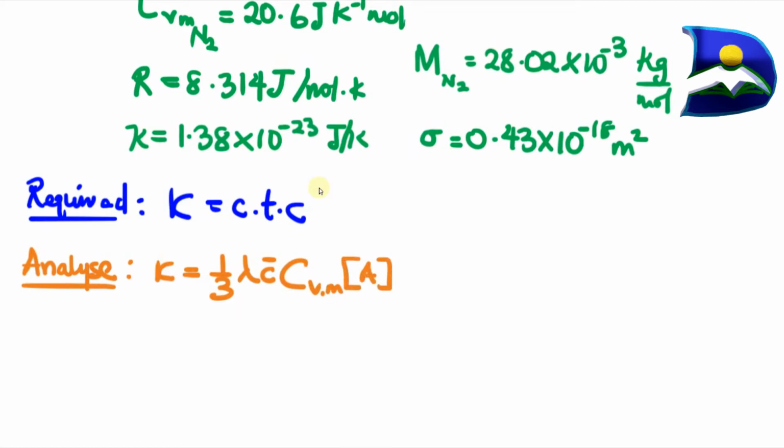Now this is also expressed as C, which is the mean speed multiplied by the heat capacity at constant volume, divided by 3 square root of 2 multiplied by our specific cross-sectional area multiplied by the number of particles, in this case the number of nitrogen gas particles. Now we need to look at these two equations that express k and figure out which one will be important in fitting our givens here.